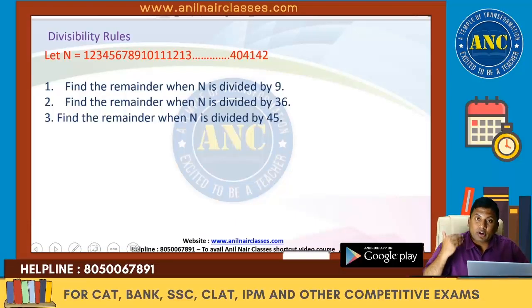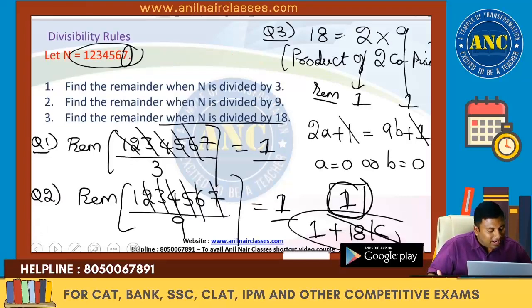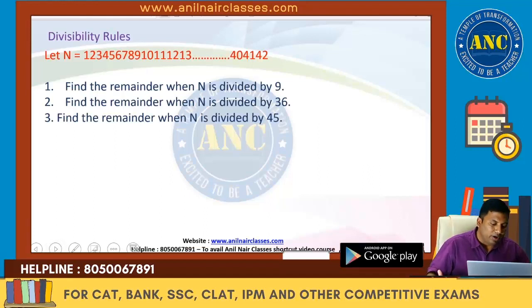We did it for 2, 5, 10. We did it for 2 power n, 5 power n, 10 power n. We did it for divisibility rule for 3, 9 and how to do it for 18. Now we will do it for 9, 36 and 45. Question number 1.